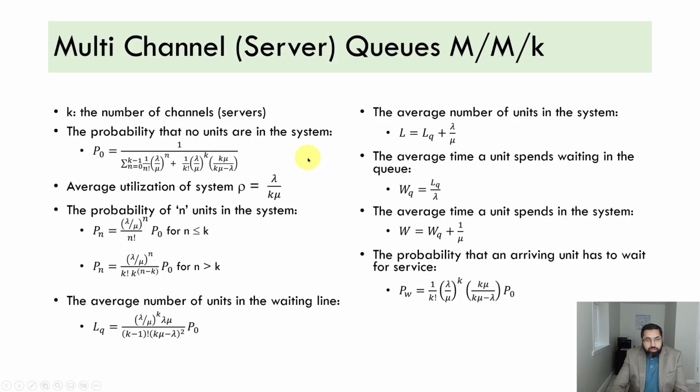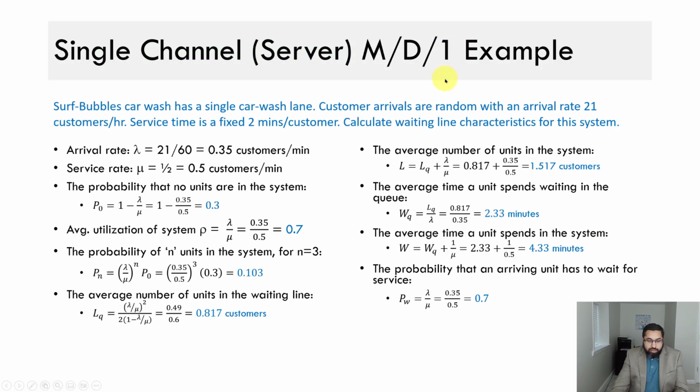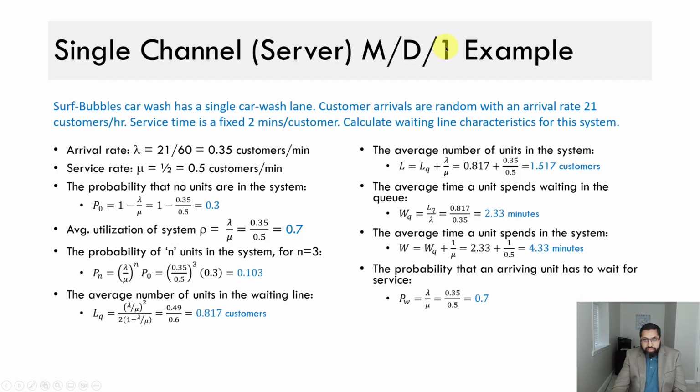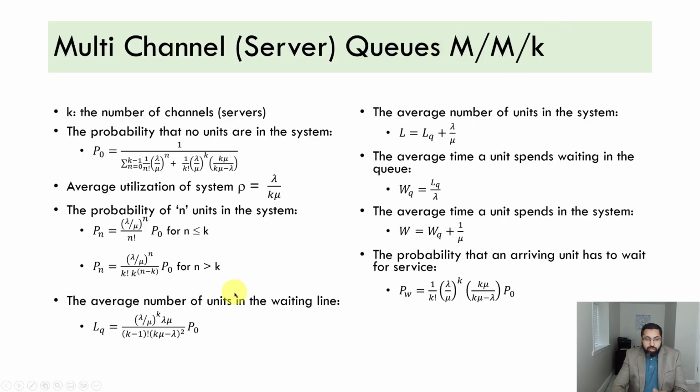Okay. Now let's go to the most complex model that we're going to do today. That is an MMK system, which is basically just like an MM1 system. The only difference is now you have multiple servers or channels. So now you have K servers or channels. People come, they all queue up in one line, and that one line is feeding K different servers, workstations, or channels. Now the formulas do change and they do become a little bit more complicated.